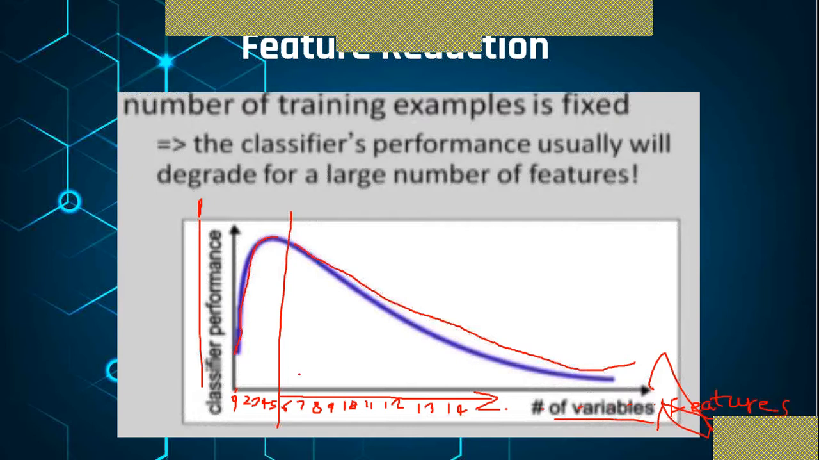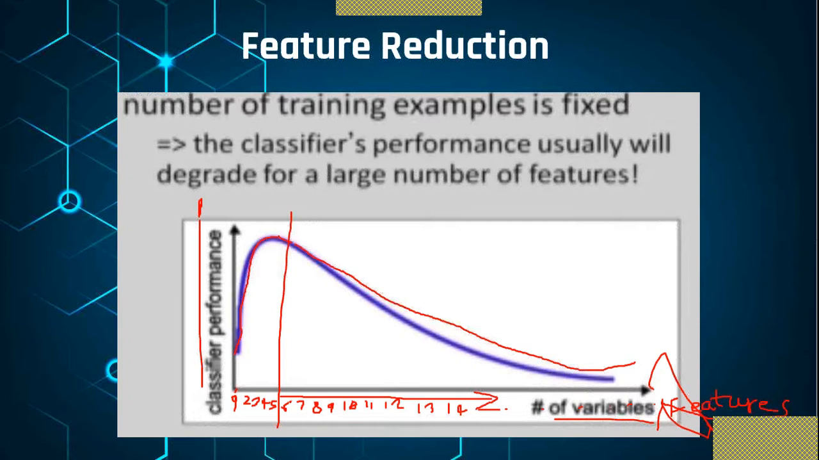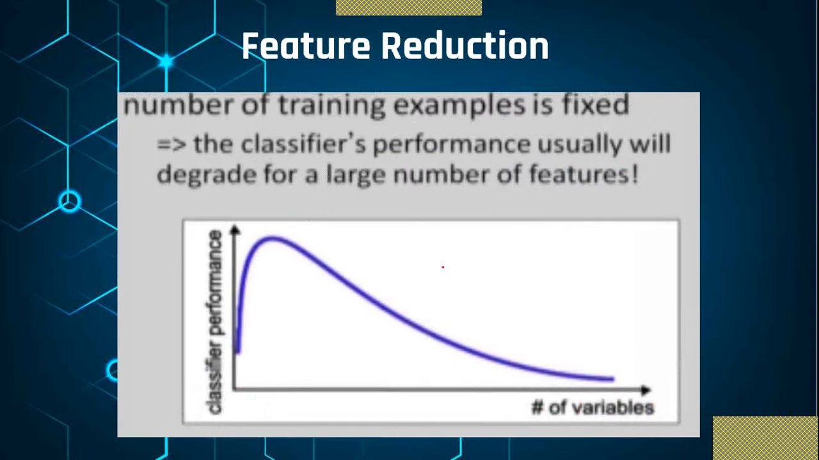If your features are minimum, the performance increases. The performance increases if you have only 5 features, but as your features increase, like 6, 7, 8, 9, 10, 11, 12, 13, the performance goes down. So to maintain the performance of your machine learning algorithm, you have to use the minimum features, and for that you have to reduce your features.